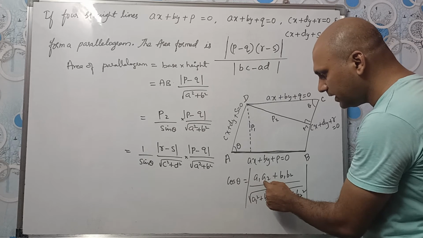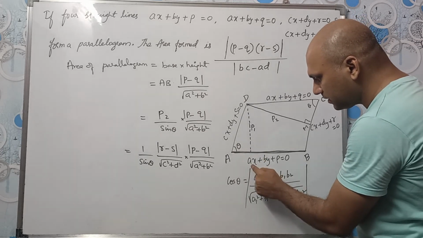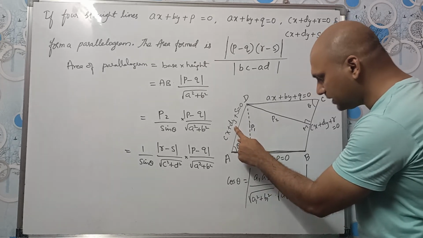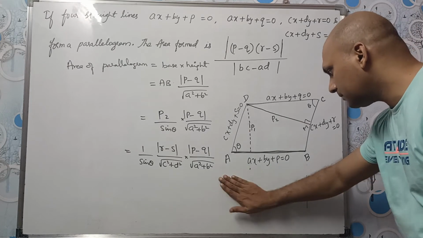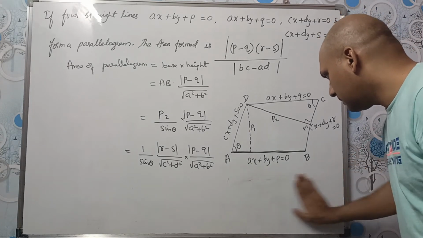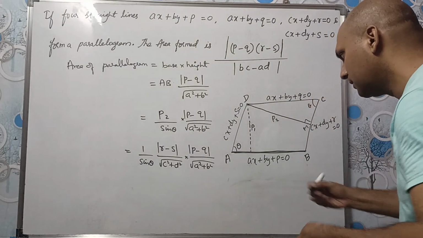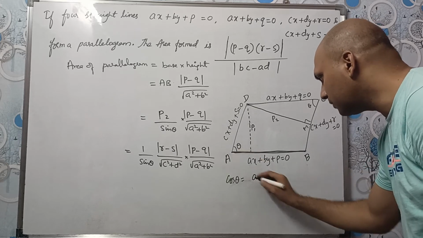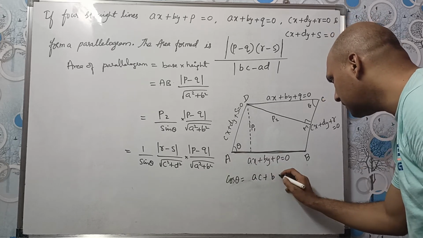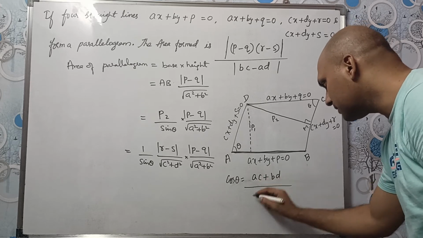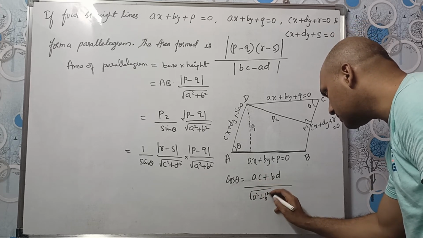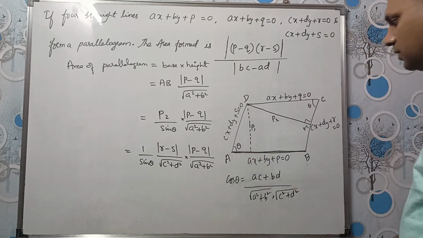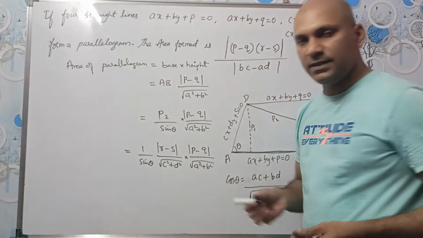Here A1 is A, A2 is C, B1 is B, B2 is D. We'll substitute that. So cos theta will be equal to A1 A2 plus B1 B2, that is AC plus BD, divided by root of A square plus B square multiplied by root of C square plus D square. If we know cos theta, we can find sin theta also, right?